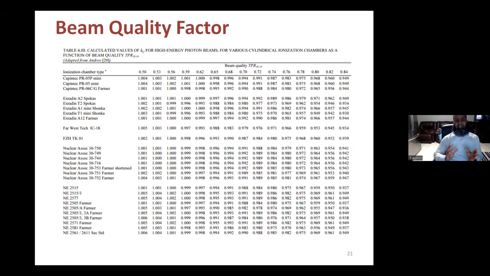But the best thing is to plot this in a graph, use the fitting curve, see the formula there, and use this formula to get your kQ,Q0 from that, rather than using linear interpolation. But TRS-398 and TG-51 say you can use linear interpolation for calculating if the number is in between the two numbers.